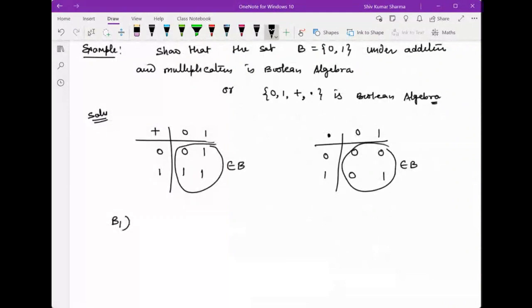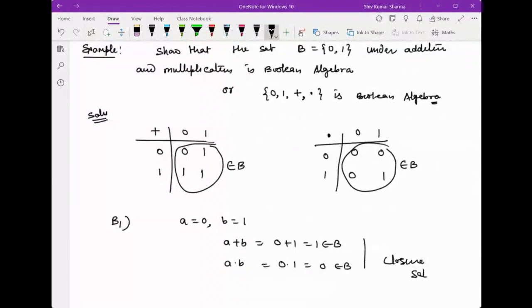B1 means closure. So for closure, suppose we take A equal to 0 and B equal to 1. When we perform addition, 0 plus 1 gives us 1. So 1 is a member of B. When we perform multiplication, we write 0 into 1, which gives us 0. So 0 belongs to B. So that means closure is satisfied.